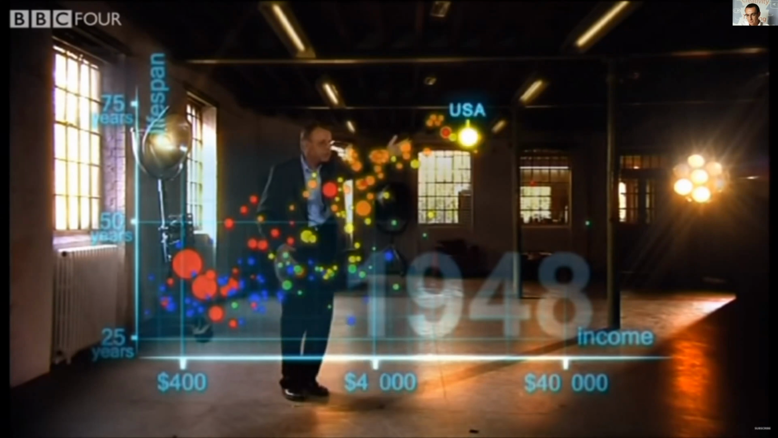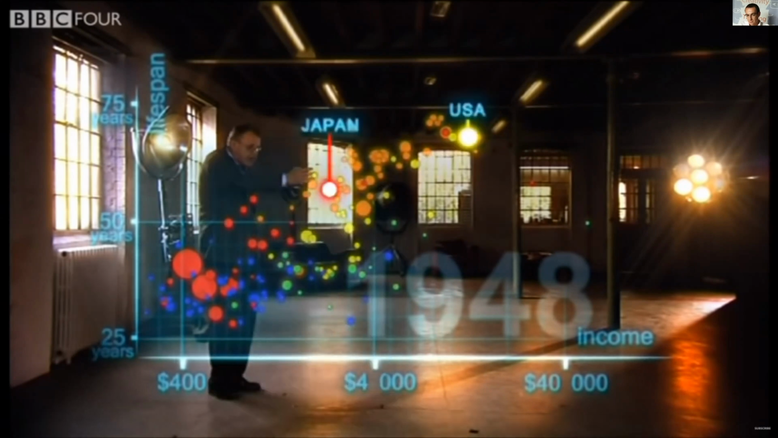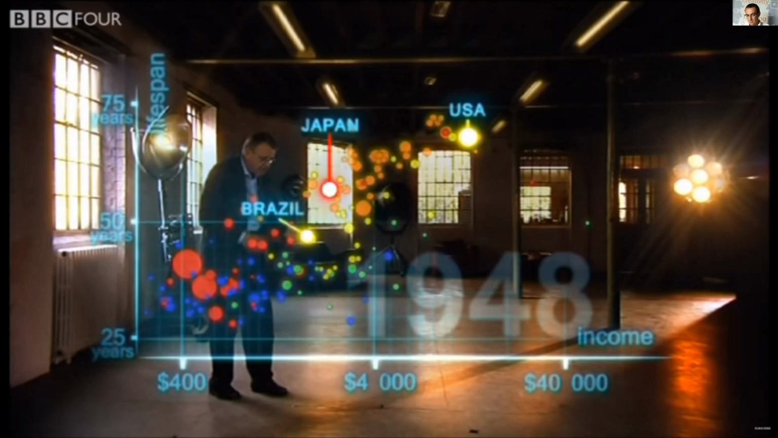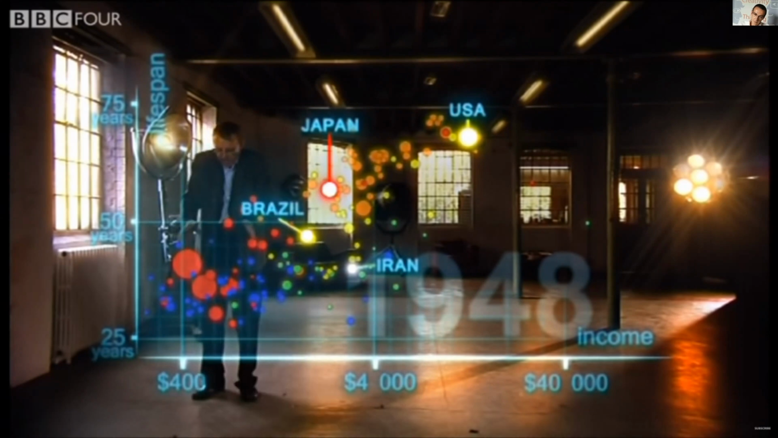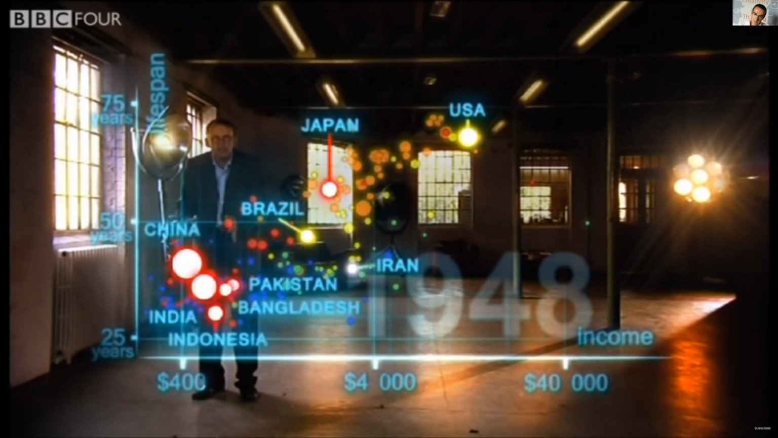United States was in the front, Japan was catching up. Brazil was way behind, Iran was getting a little richer from oil, but still had short lives. And the Asian giants, China, India, Pakistan, Bangladesh and Indonesia, they were still poor and sick down here. But look what is about to happen.